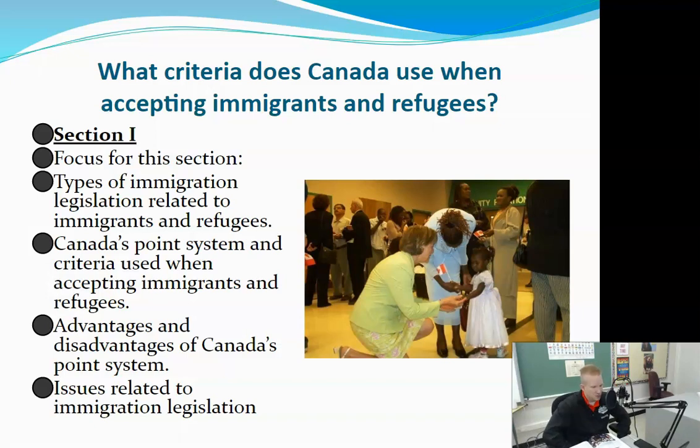It's too bad, if we were in class, we would have actually done the points test to see if anyone would have got in. What are the advantages and disadvantages of Canada's point system? And then issues related to immigration legislation. So the big one here in this section is talking about Canada's point system.